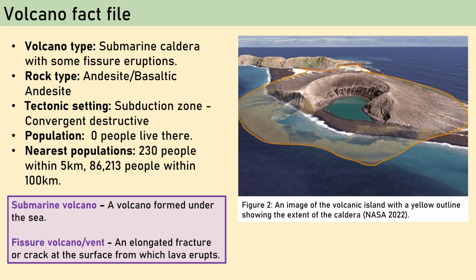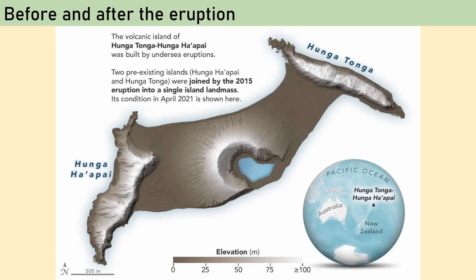There's no people living here. People had visited the islands to go walking in recent times in the lead up to the eruption, but there were no people living there. In fact, the nearest populations were about 5 kilometres away with only 200 people or so. Within 100 kilometres, though, much, much more people live along the various Tongan islands, so up to 86,000 people within 100 kilometres.